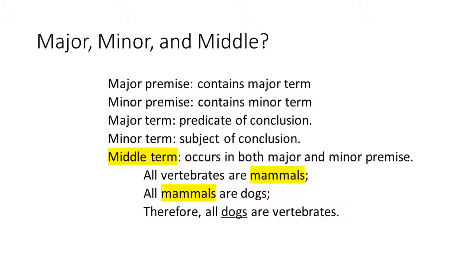So what this middle term is doing is bridging the gap. It's somehow tying these things together. So never mind in this particular example whether or not the premises are true or false, it doesn't matter. That's what the middle term is doing, and how it relates to the major premise, the minor premise, the major term, and the minor term.